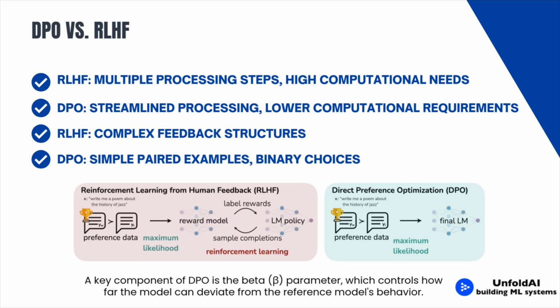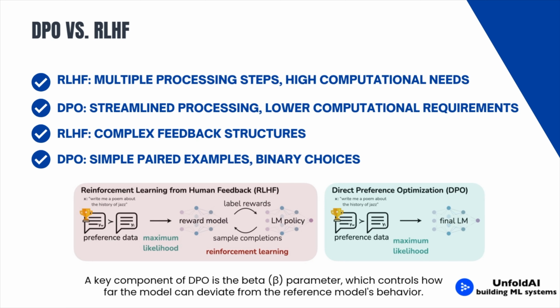So looking at this comparison, we can see the fundamental difference between RLHF and DPO approaches. The first one requires multiple steps, first creating a reward model, then using reinforcement learning to optimize the language model itself. This makes it complex and computationally intensive. On the other hand, DPO simplifies this process significantly.